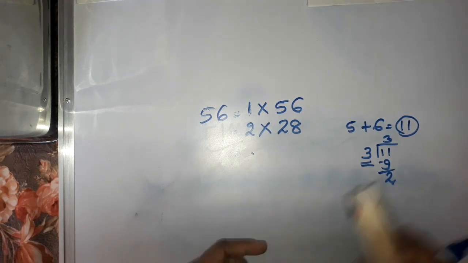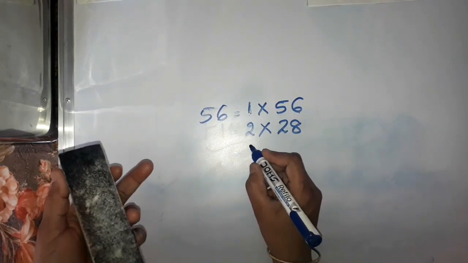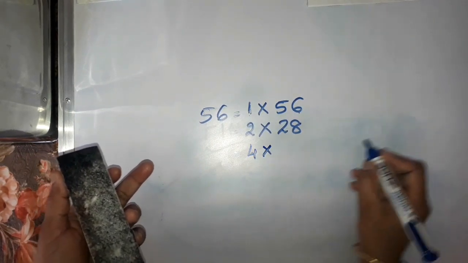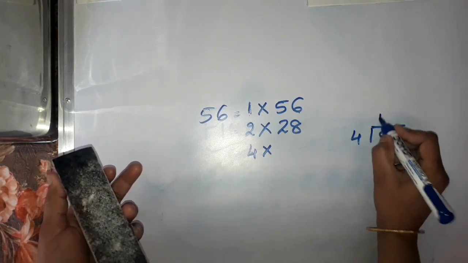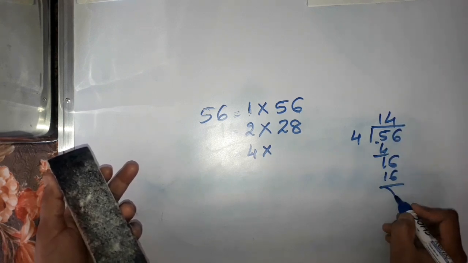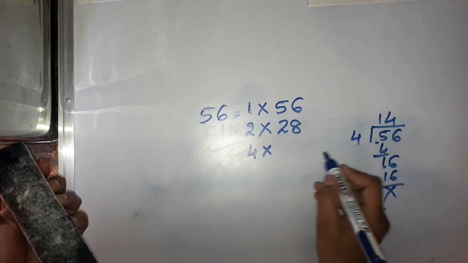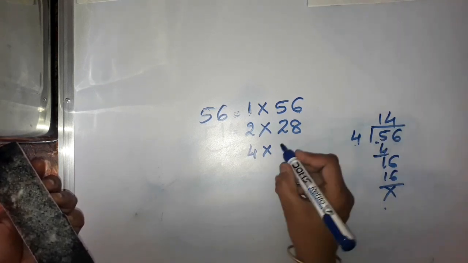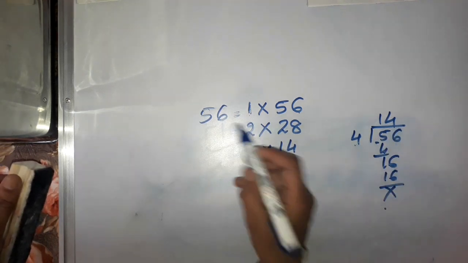Now we need to check whether 4 is a factor of the given number or not. So 4, you can divide it and see whether it is a factor or not. 4 ones are 4 and 4 fours are 16. So yes, remainder is 0. So 4 is a factor of the given number. 4 into 14, right, here 4 into 14 is 56.